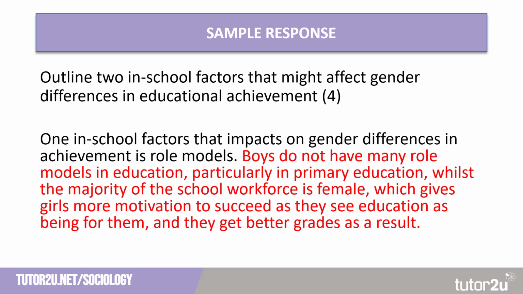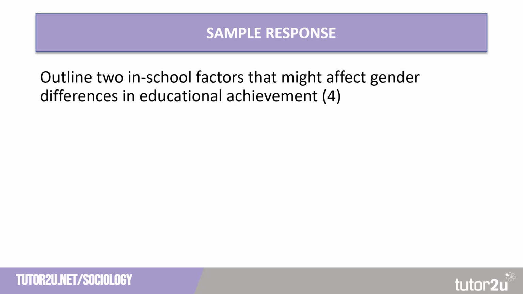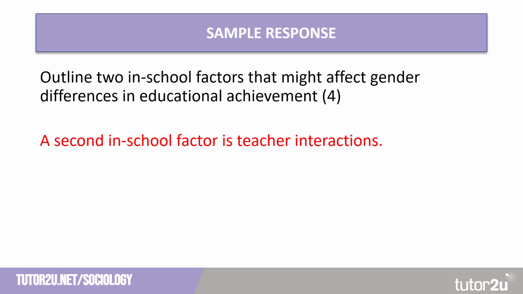We've identified our cause in the first sentence and we've explained how it leads to that effect in the second sentence. Let's have a look at another response. So a second in-school factor is teacher interactions. We're getting 1 mark here for identifying that teacher interactions affect gender differences in educational achievement. But what we need to do to get the second mark is to explain how it does that.